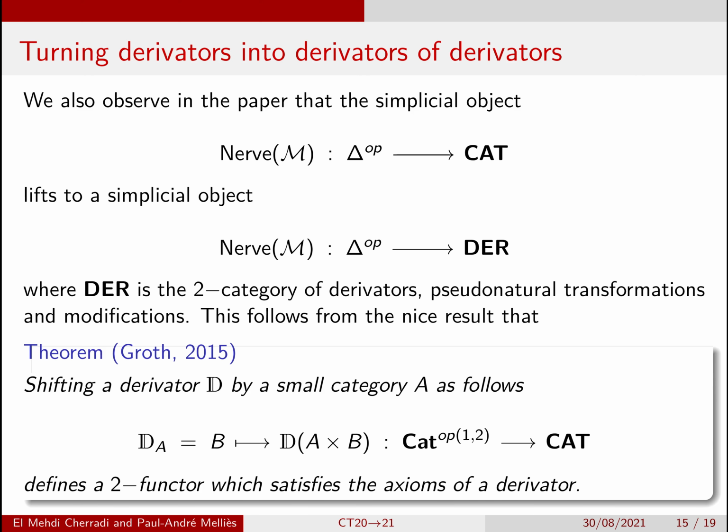We may now want to make the following observation. Given the simplicial object nerve M, in fact, it leads to a simplicial object in the 2-category of derivators with pseudo-natural transformations and modifications. This follows from the nice result that shifting a derivator D by a small category, namely taking the following 2-functor D^A, which associates to every small category B, D of A times B, defines a 2-functor which satisfies the axioms of a derivator.